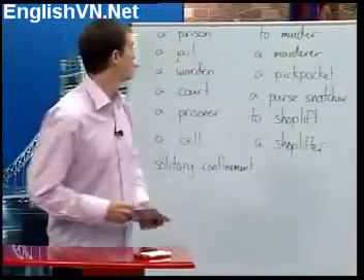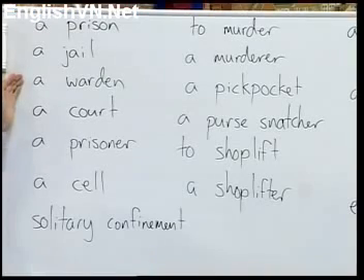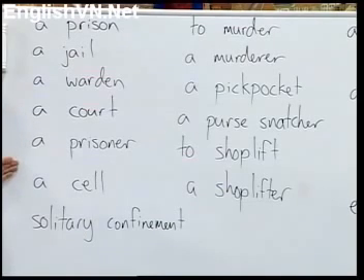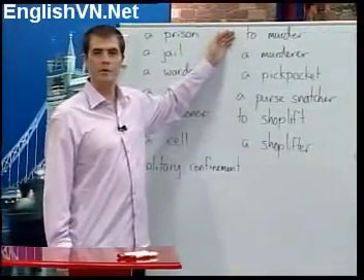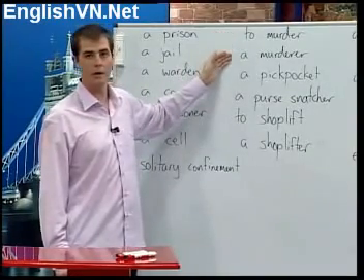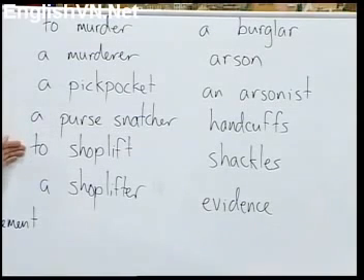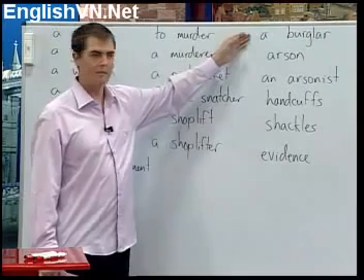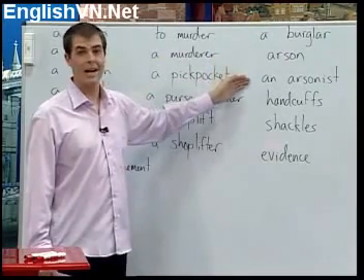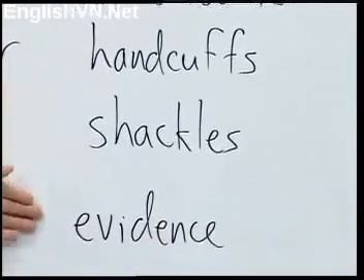So let's have a look at these words again. First we have a prison, a jail, a warden, a court, a prisoner, and a cell. There we have solitary confinement. The verb to murder, and the person, a murderer. A pickpocket, a purse snatcher. To shoplift, and the person is a shoplifter. A burglar, arson, an arsonist is the person. Handcuffs, shackles, and finally, evidence.